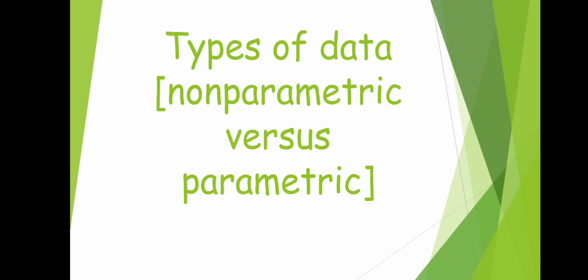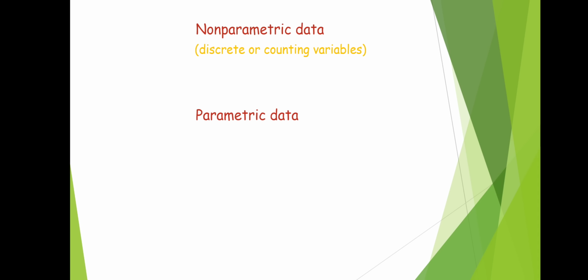Types of data. We have two types of data, non-parametric and parametric data. Non-parametric data is also known as discrete or continuous variables. Here we do not need any kind of calculation. Just by observing the thing, we can get the amount, we can measure it. Whereas parametric data is the continuous or measuring variable, meaning some kind of calculation is required.